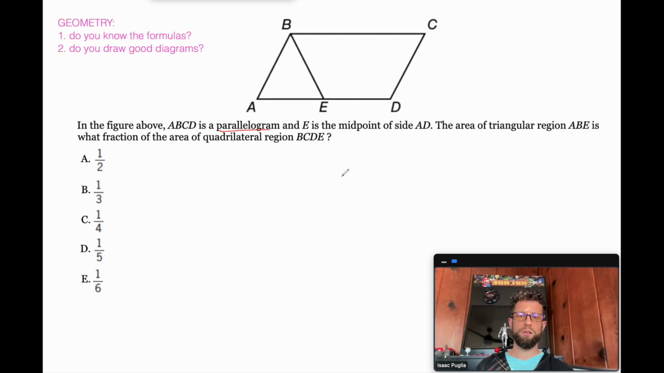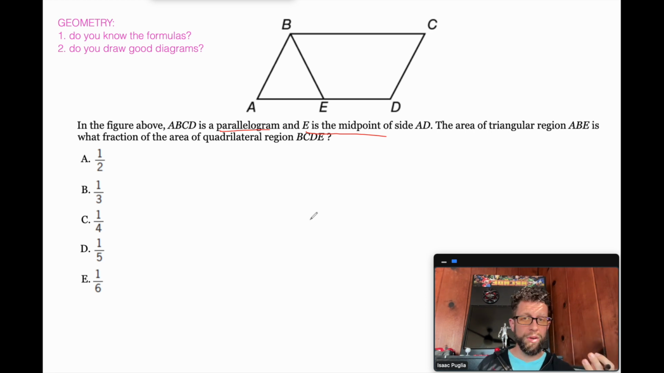So we've got a parallelogram, we've got a midpoint, and if you haven't figured this out already, one of the most important truths of the quant section is that it is extremely rare, like 1 in 1,000 or more rare, that a quant question is going to give you information that you don't absolutely critically need to answer the question. And geometry questions are a very, very good example of that.